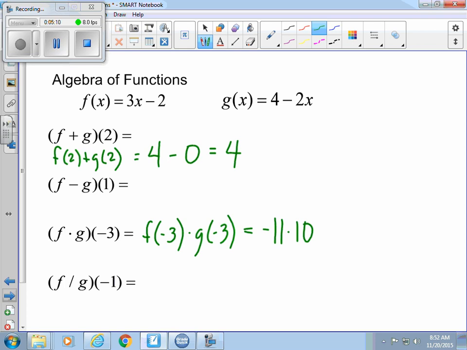So I put the negative 3 in g of x. Negative 2 times negative 3 is positive 6. 6 plus 4 is 10. And you can use your calculator, if adding and subtracting gets you. It's right. Yeah. So you've done this before too.